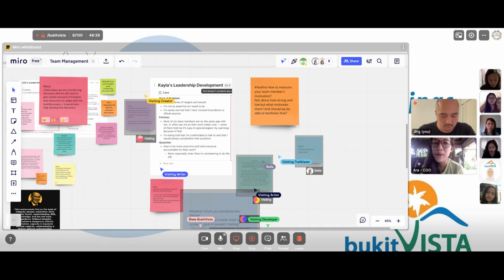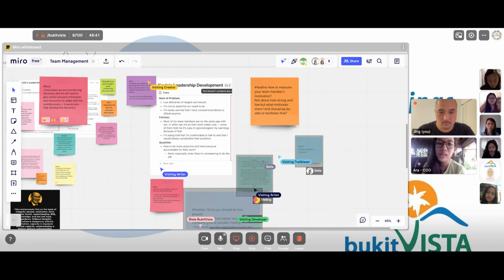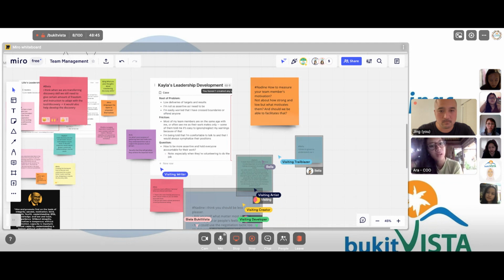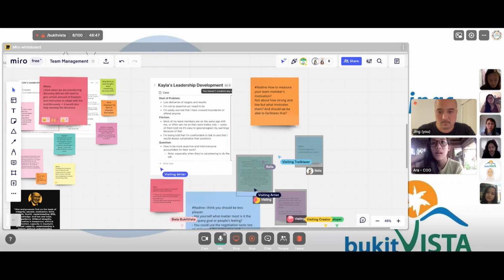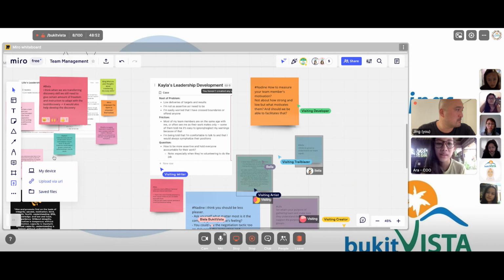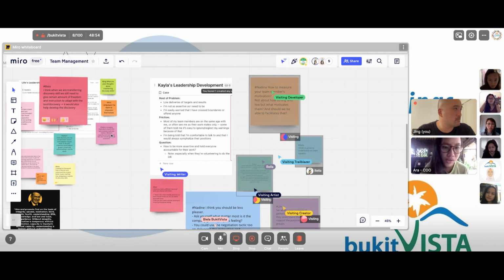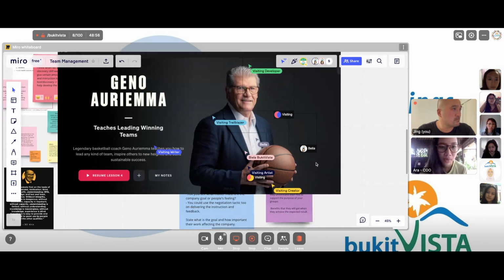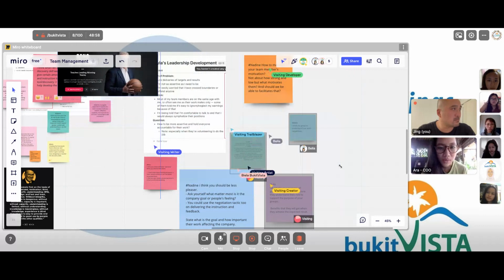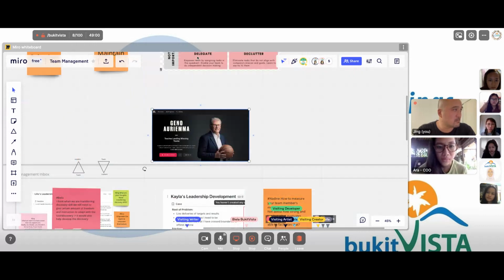Ini tadi related sama tes yang kita di awal tadi. Jadi ini kan avoider, untuk avoiding difficult conversation. Seharusnya jangan jadi avoider, tetap harus disampaikan. So that's one thing. Kemudian the next part-nya, friction with the members who are on the same age with me. Some of them told me it's easy to negotiate my warning because of that.